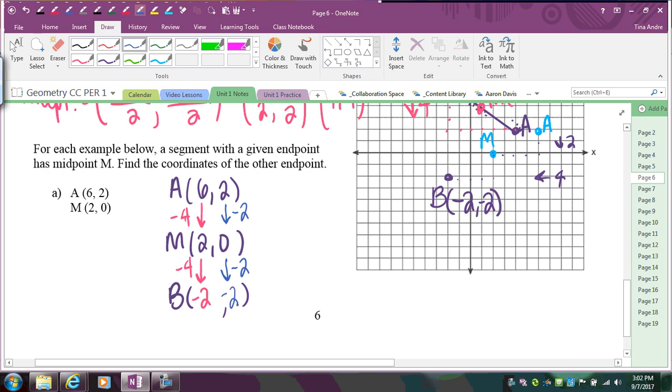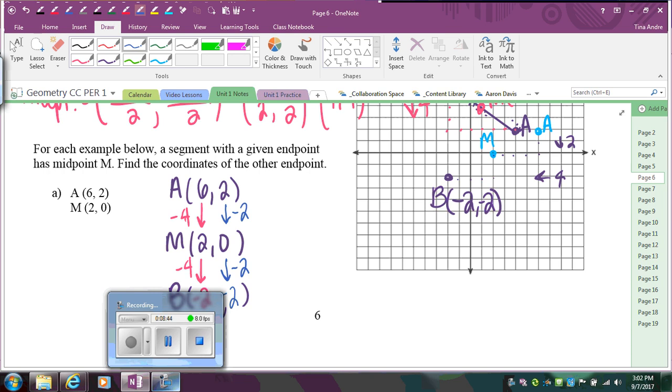So either way, you get the same answer. So those are your two scenarios that you would do with midpoint on a graph or using coordinates. So at this point, now you can do the check your understanding problems.